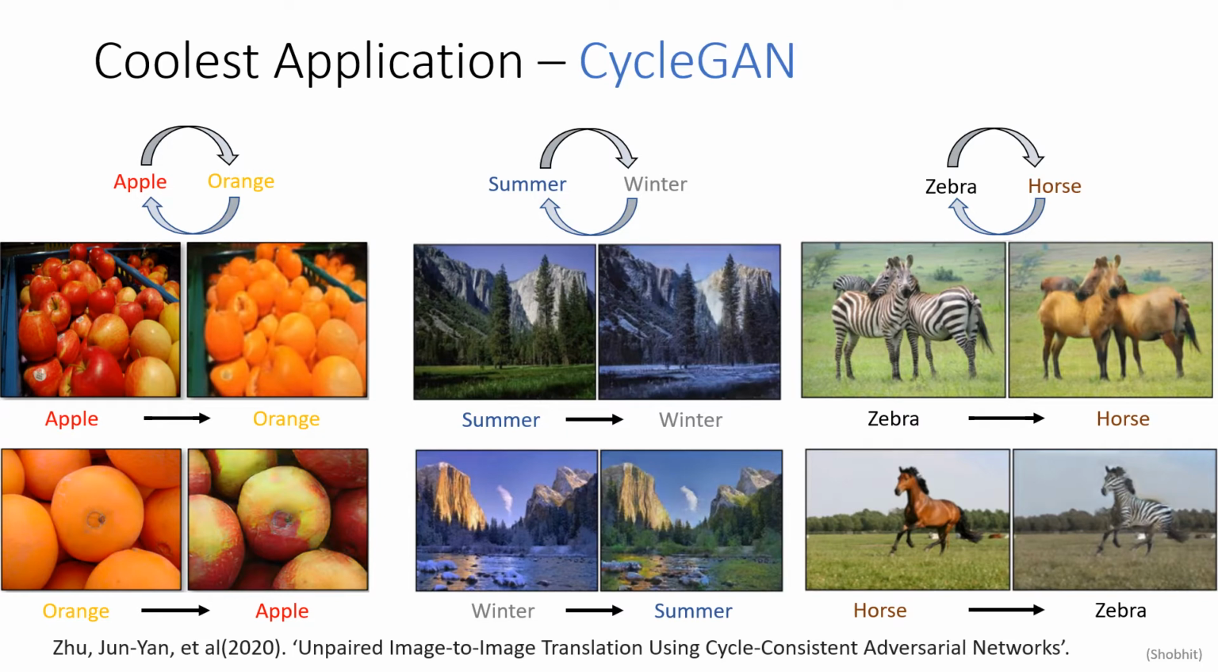GANs have several applications. I will tell you some of the coolest applications of GAN. First is CycleGAN, an image-to-image translation application, which translates an image from one domain to another domain while keeping the features of the previous domain intact. In the first example, you can see that we convert apple into orange. Important features of the apple, like the stem, are propagated to the orange. You can see that the stem is also present in the orange.